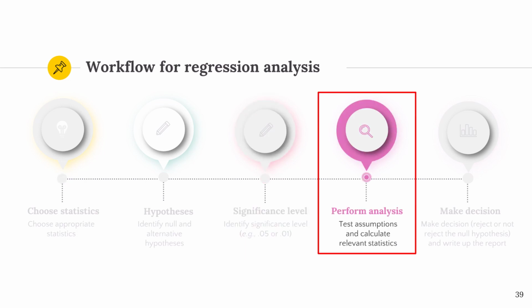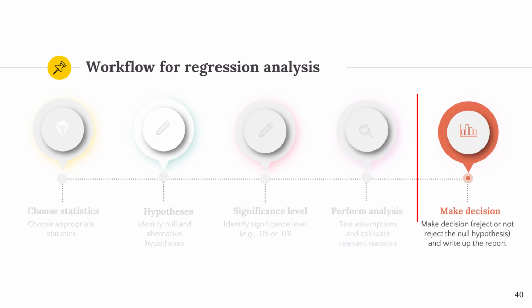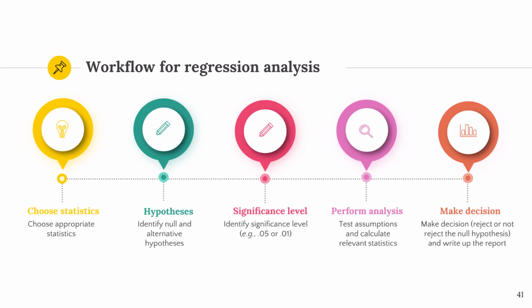Step 4, we will calculate the statistic. We will firstly test assumptions for simple linear regression analysis. Then, if the assumptions are met, we will perform simple regression analysis. Step 5, we will decide whether or not we will reject the null hypothesis and write an APA-style report about our statistical procedure. We have decided to do simple linear regression at a significance level of 0.05. We have identified our null and alternative hypotheses. Now let's move to step 4, test assumptions followed by calculate statistics.